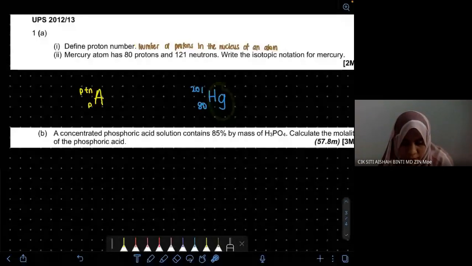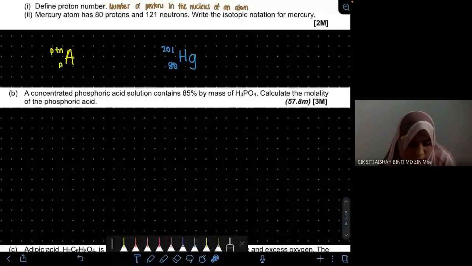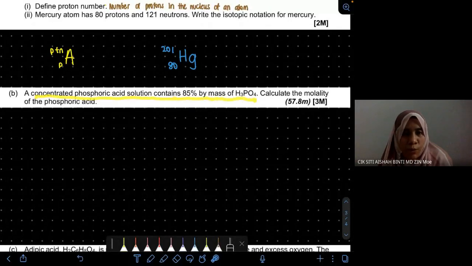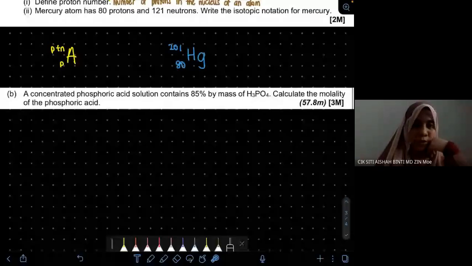Okay, question B. This one we have never done together. Question B: a concentrated phosphoric acid solution contains 85% by mass of H3PO4. Calculate the molality of the phosphoric acid. So this one is an assumption question. We need to make an assumption again. In this question, we see it contains 85% by mass.